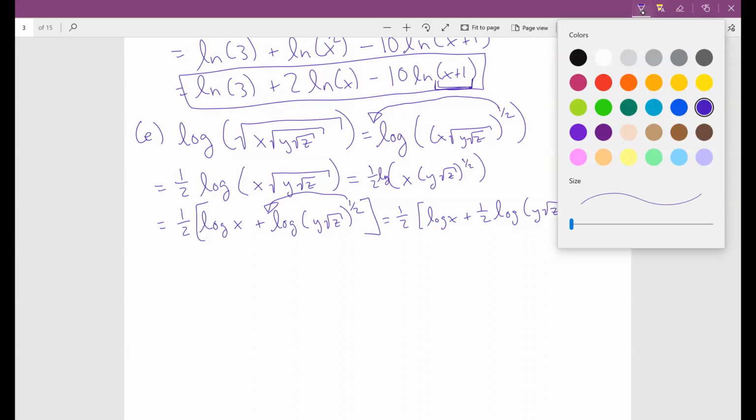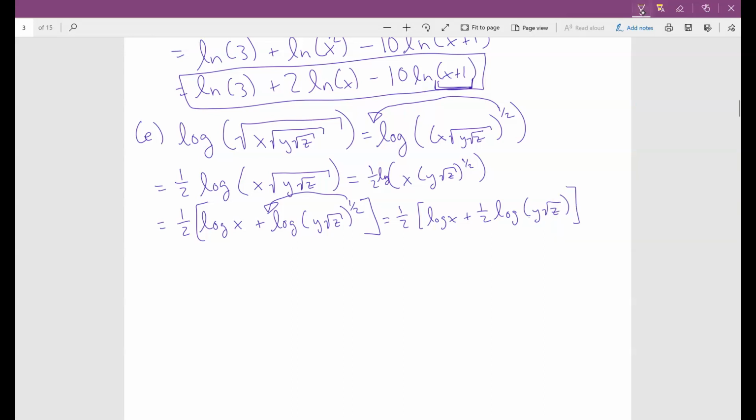And now notice that this guy can be broken up again. So this is just 1/2 on the outside, log of x. You have another 1/2, and I'm going to break this up: log of y plus log of square root of z, which is basically z to the 1/2.